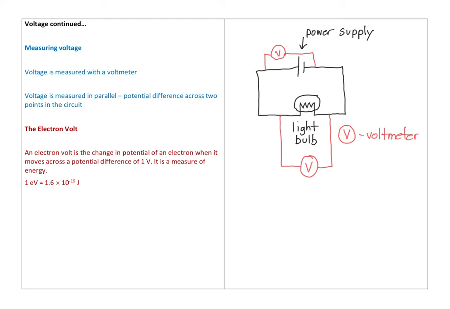Another thing I want to introduce, because this comes up a lot in this topic, is the electron volt. It's a unit we use a lot in physics, and it's a bit confusing because an electron volt isn't really a volt. An electron volt is actually a measure of energy. It is the change in potential energy of an electron when it moves across a potential difference of 1 volt. So 1 electron volt is equal to 1.6 times 10 to the minus 19 joules. If you've got 2 electron volts, that's 2 times that, or 10 electron volts, it's 10 times that.